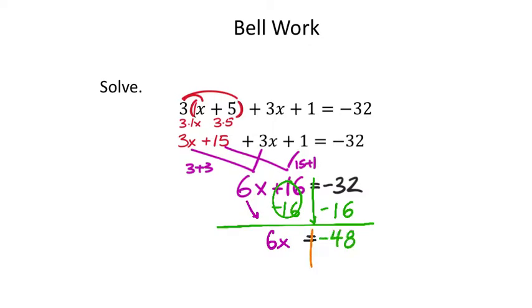And then one final principle of equality to finish off this problem. To make that coefficient of 1x, I would divide both sides by the coefficient of 6. To make that a 1, 6 divided by 6 is 1. And negative 48 divided by 6 would be negative 8. So that should be my solution, but I'm going to check.